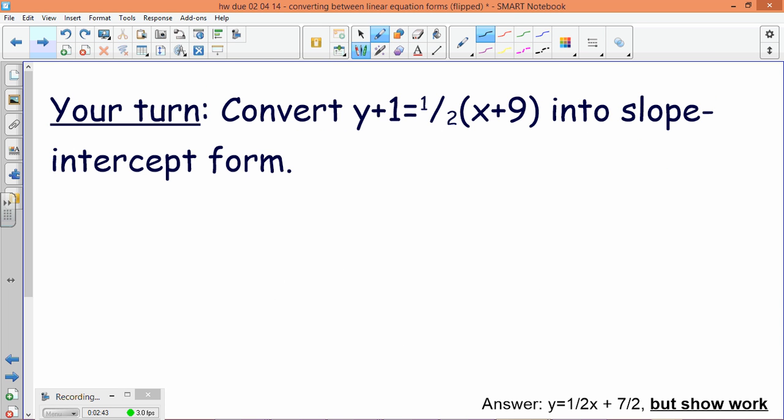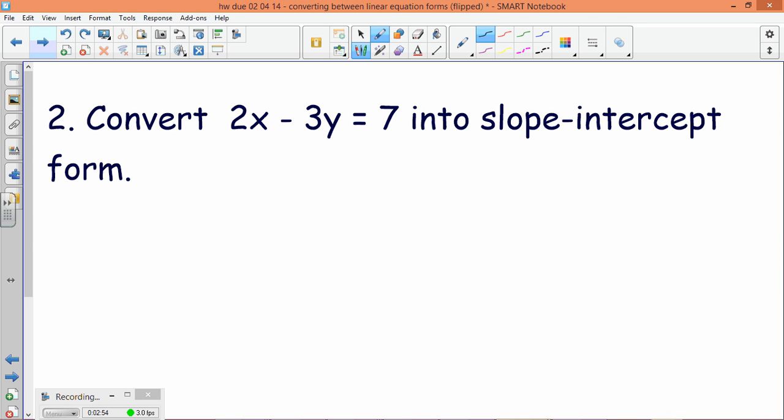Convert y plus 1 equals 1/2 times x plus 9 into slope-intercept form, very similar to what I just did. And I've even written the answer down for you, but you have to show your work. And I am going to move on. Convert 2x minus 3y equals 7 into slope-intercept form.